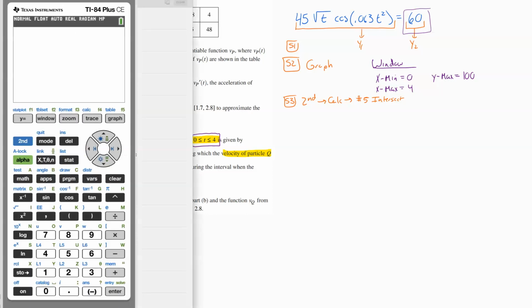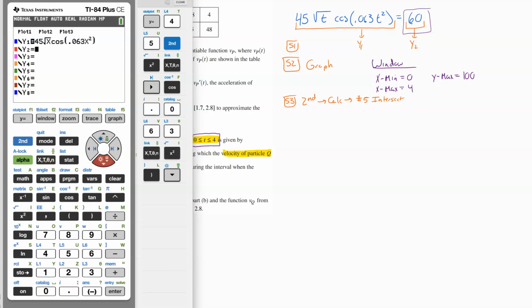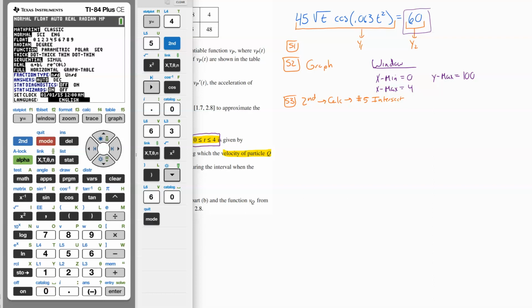So let's open up our calculator, go to our y equals, and type in that first equation, so 45 square root of x times cosine of 0.03x squared. Anytime you're doing graphing, you always want to use an x, no matter what they call the variable, always just type in an x. And then from there, we want to know when does that equal 60. You also want to make sure whenever you're doing trig graphing, this entire test is in radian mode. So you want to make sure your calculator is in radian mode to start with. If it wasn't, check it, hit the mode button, and just make sure that you're in radian mode.